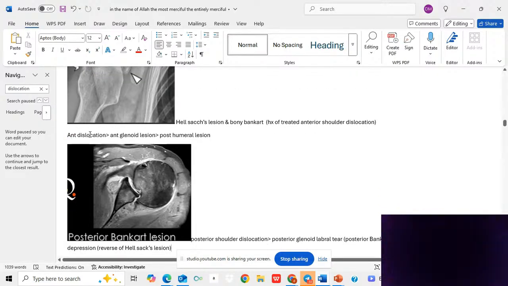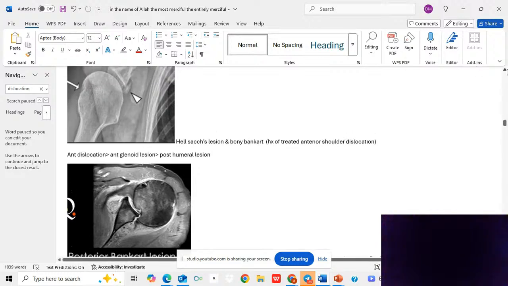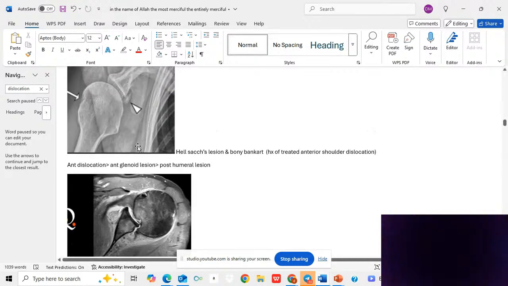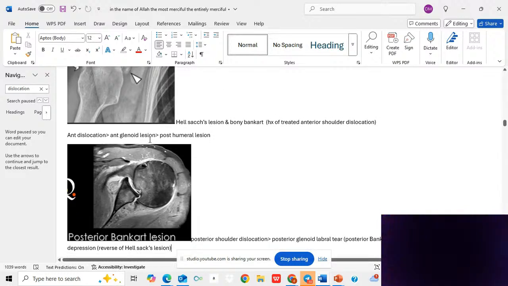So in anterior shoulder dislocation, there is an anterior glenoid lesion and a posterior humeral lesion. Just keep repeating this so you can revise it.